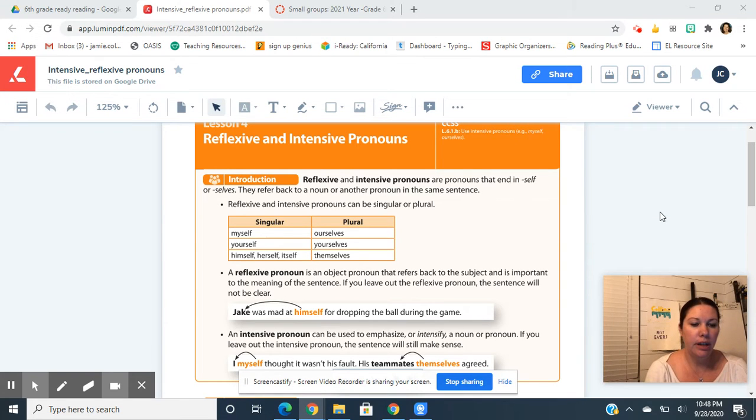Hi everyone! Today we are working on reflexive and intensive pronouns.